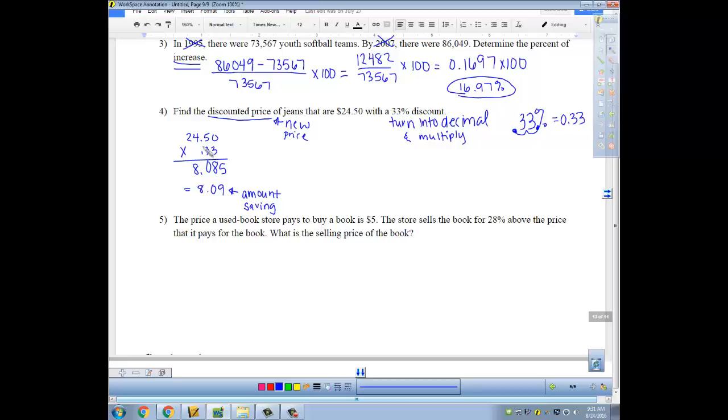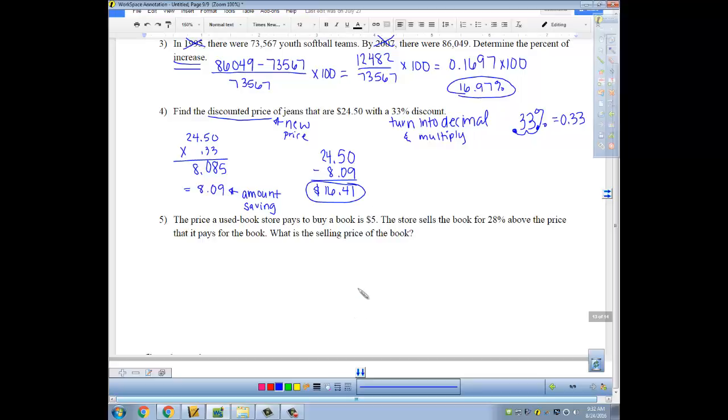So if it was originally $24.50, I'm saving $8.09. To figure out the new price, you just subtract them. So discount, you subtract your two numbers. So $24.50 minus $8.09 would give you $16.41. And again, you can use a calculator for these as well. So if you see a percent, turn it into a decimal, multiply, and then since this was a discount, we subtracted what our price was minus how much we were saving to get the new cost.